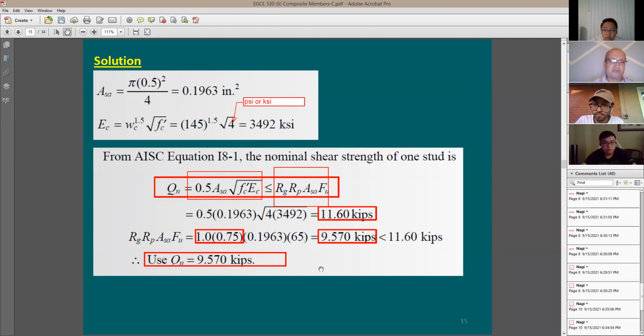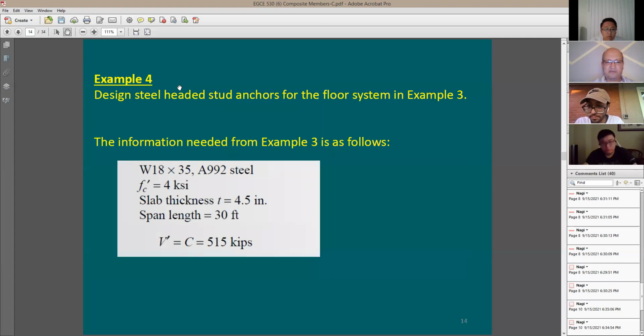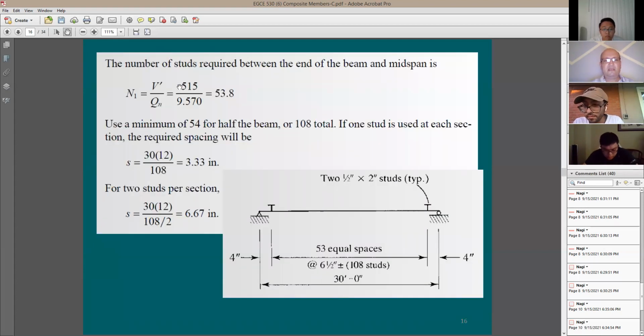How much force do you need to transfer from the top to the bottom of the beam from concrete? I'm gonna say 515. Okay, let's take here 515 divided by the strength for one stud. It says here 53.8. Is this for one half of the steel beam or the entire length of the steel beam? You say, no, this is gonna be for one half. Why? Because the force that you're talking about, the 515, is gonna be from this point, maximum moment, to the support. And you have another 515 from maximum moment to the support. So I'm gonna have here like 54 on this side and 54 on this side.